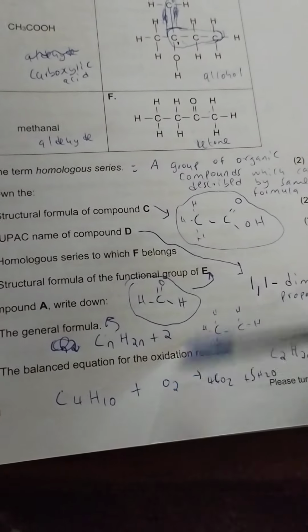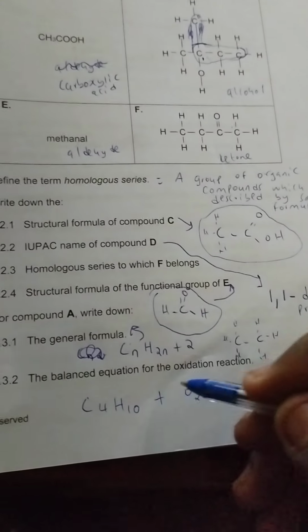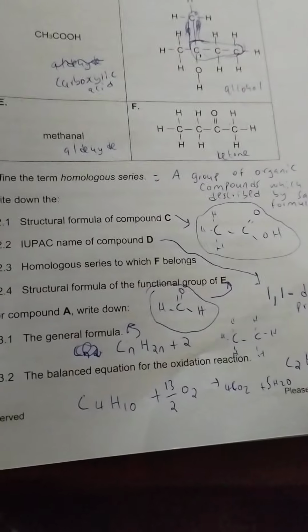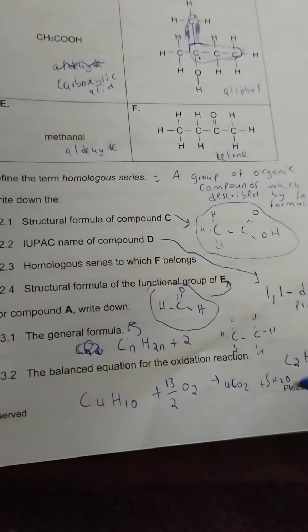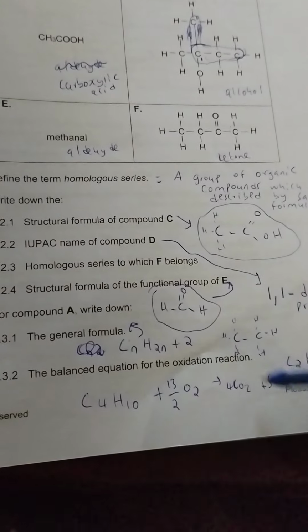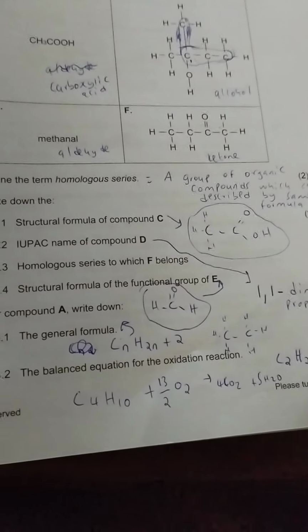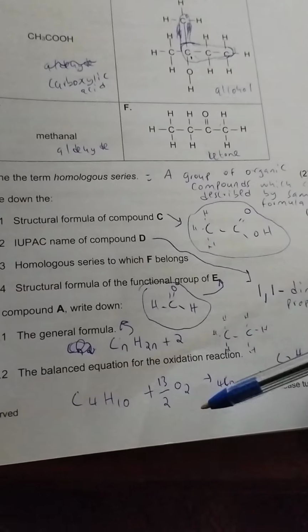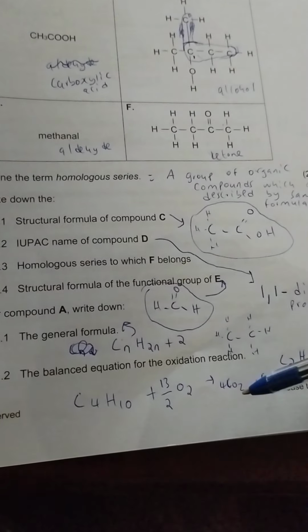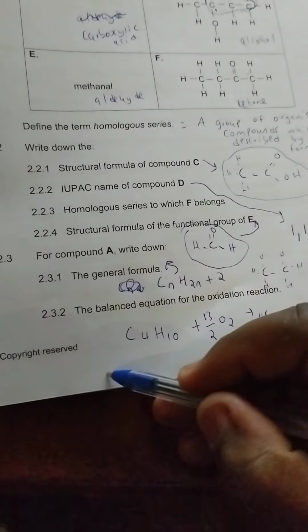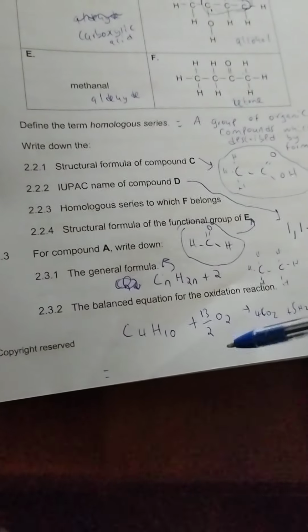To make sure that I'm balanced out, the best thing that you always do is to have 13 over 2. Because if you have 13 over 2, that balances out the 13. 13 over 2 will be 6.5. 6.5 times 2 gives us 13. So I'm having 13 this side and also 13 this side. But they always prefer you to leave it in a balanced way, because right now it's a fraction.